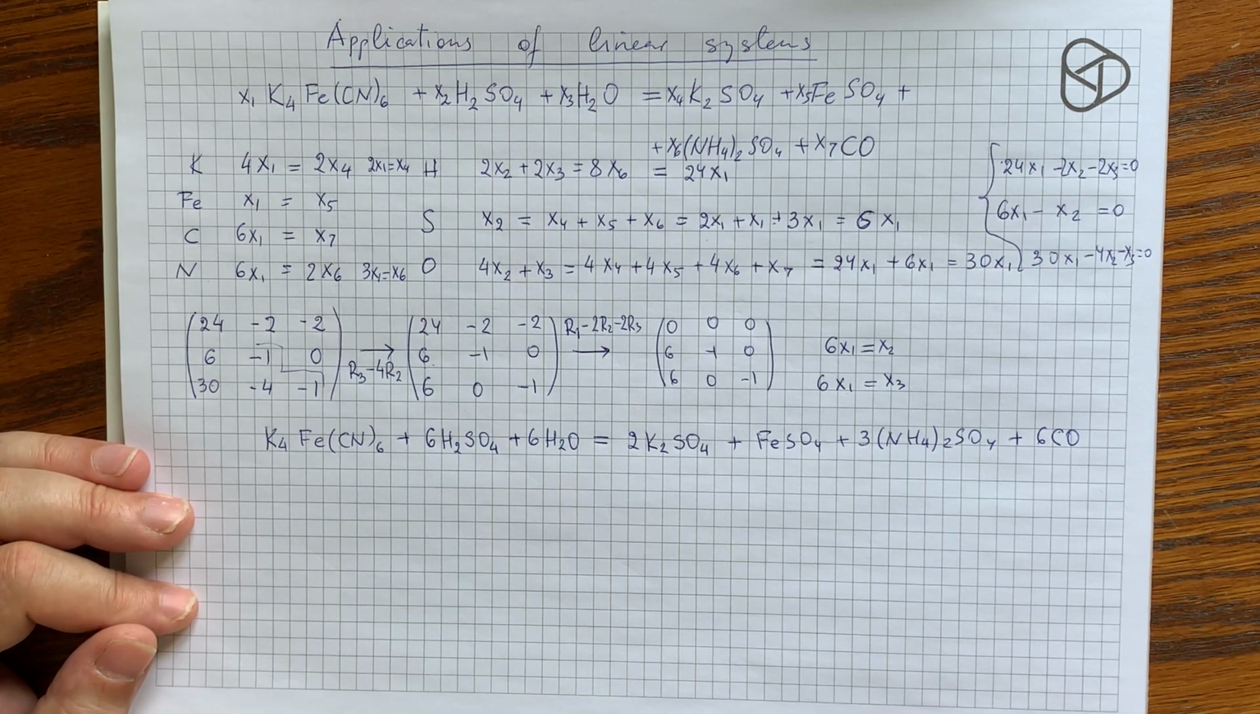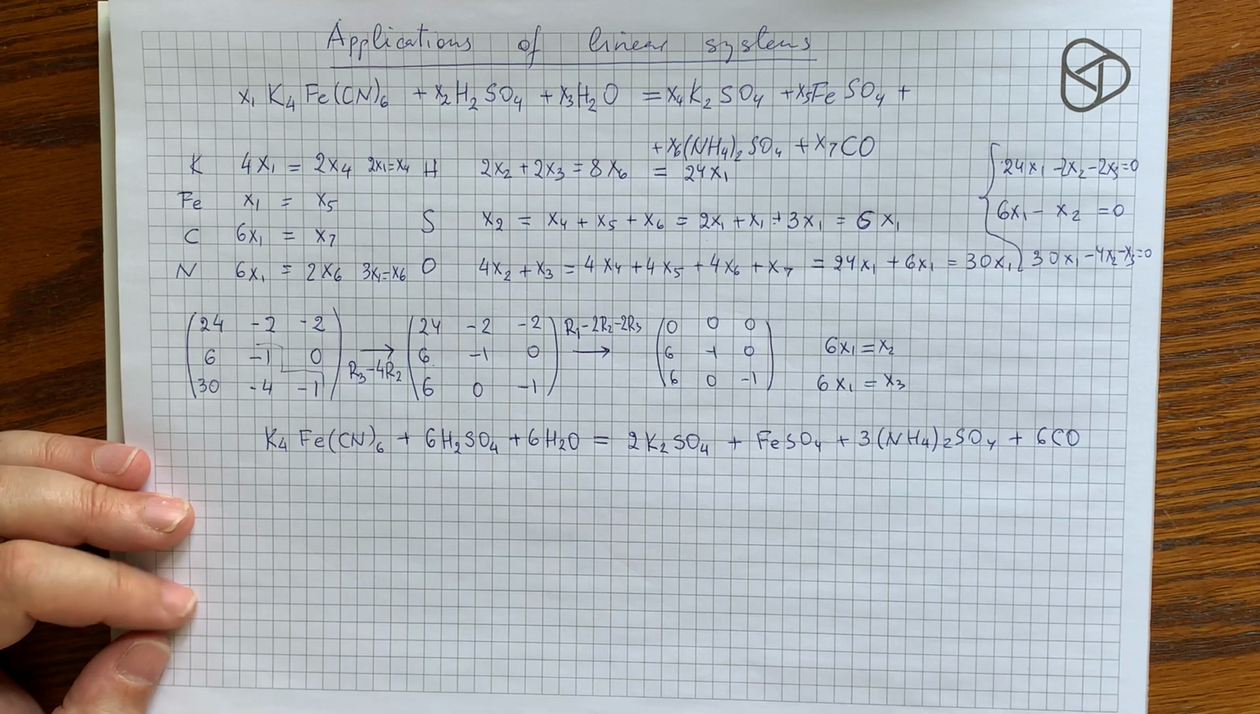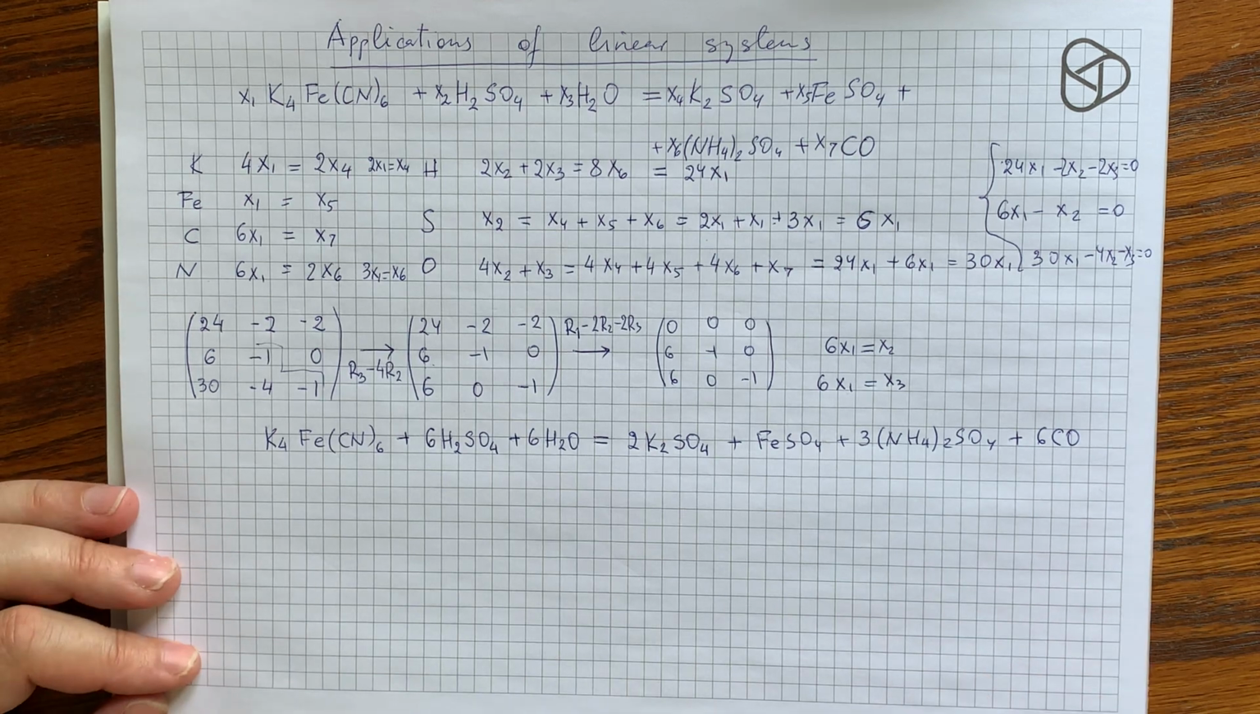There is effectively only one balance because there is only a one-parameter family of solutions, with a parameter x1, and this extra parameter is just how many times we take this equation in total. But the balance inside the equation is unique.